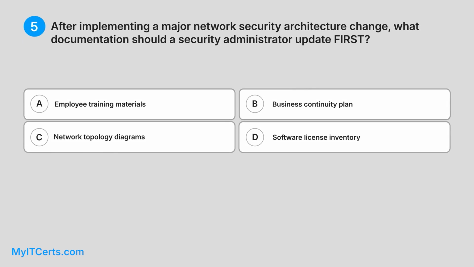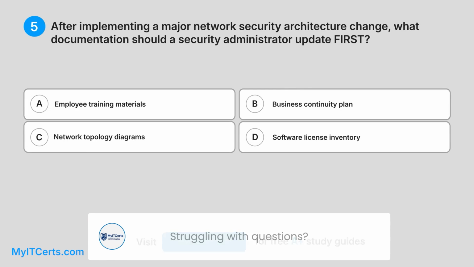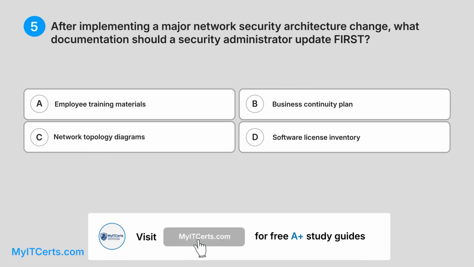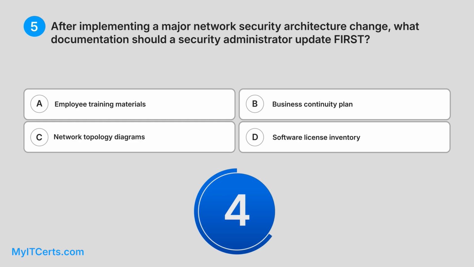5. After implementing a major network security architecture change, what documentation should a security administrator update first? A. Employee training materials. B. Business continuity plan. C. Network topology diagrams. D. Software license inventory. Do you know the answer?